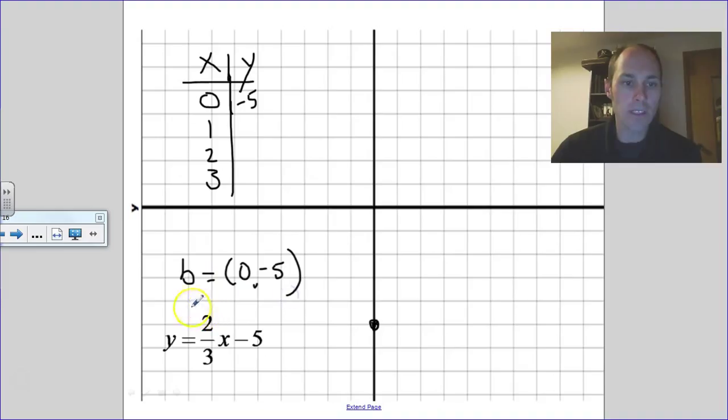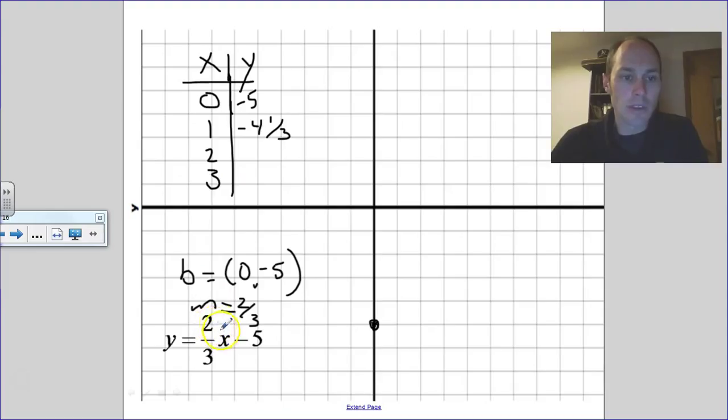If I don't know that the slope is 2/3, or if I don't remember what the slope means, I just go back to my table. Well, 2/3 times 1 is 2/3. Minus 5 is -4 and 1/3.